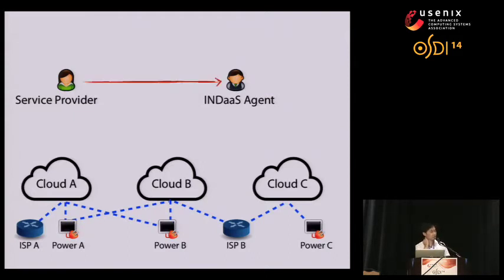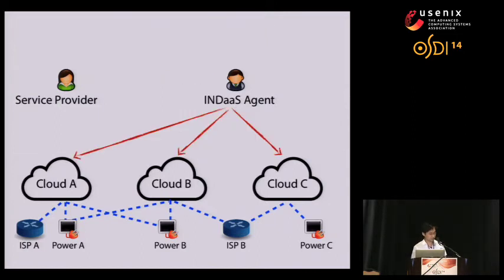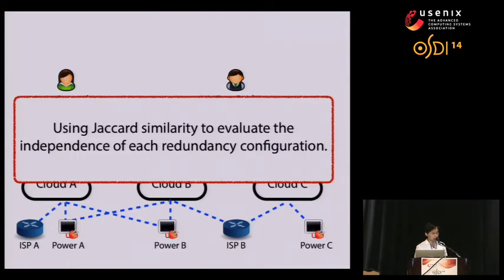In the first step, Alice submits a specification to the INDaaS agent. In this case, the agent wants to evaluate the independence based on the similarity between dependency datasets maintained by cloud providers. So the agent sends a dependency collection request to each cloud provider. Each cloud provider generates a local dataset according to the data collection system. Each cloud provider should compute the Jaccard similarity between its dataset and the other cloud provider's dataset, and use the Jaccard similarity as the independence of each alternative redundancy configuration.